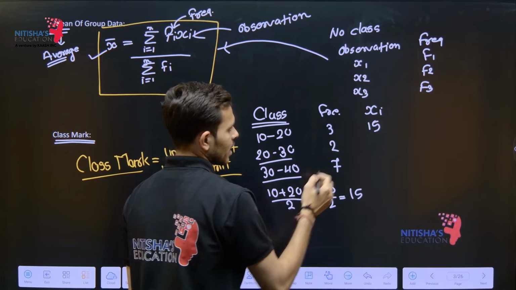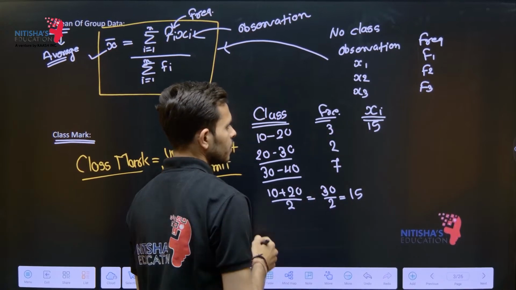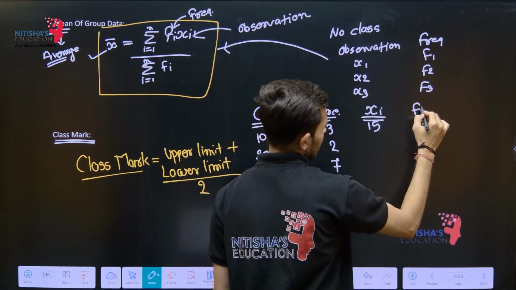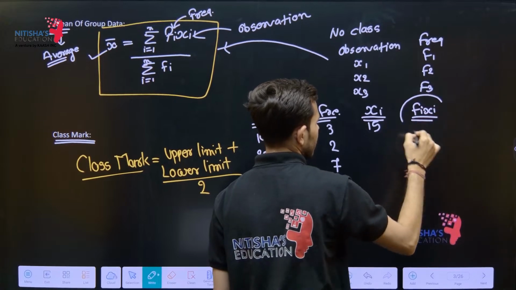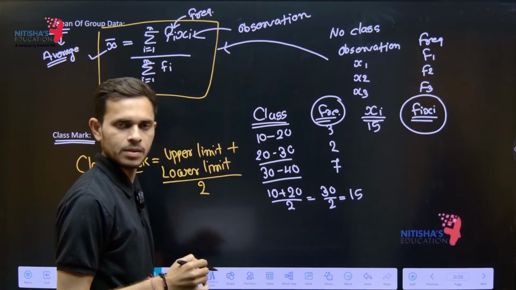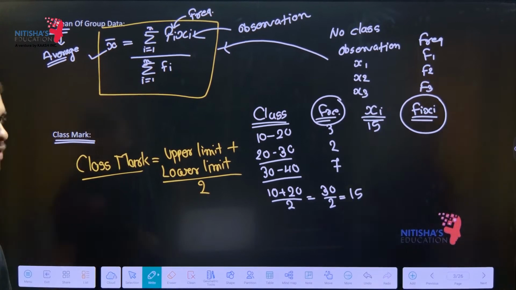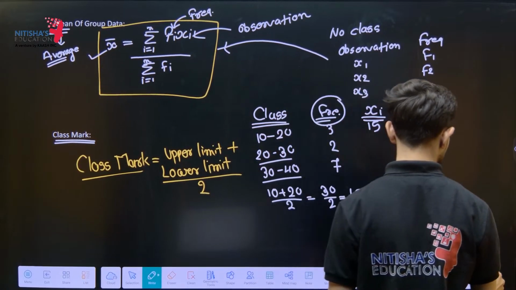After finding the class marks, we have xi, we have frequency. So we can easily find the product fi xi, and with the help of fi xi and frequency we can find mean. So for mean we have two types of question that will be asked in your exam.